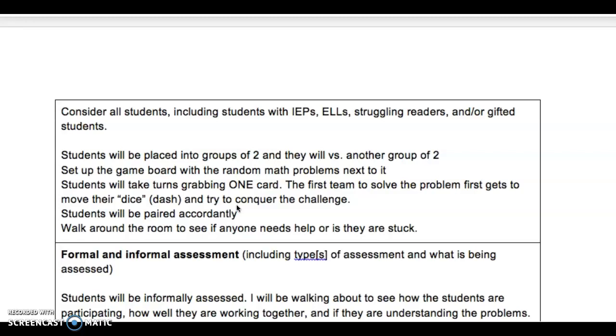The cards will be flipped over, and there will be a base 10 math problem on it. The students will flip it over to see. All 4 of them are going to solve the problem. They're allowed to use their buddy as they solve it. Whoever solves a problem first gets to move their dice. In this case, the dice is Dash, and they try to conquer the challenge.